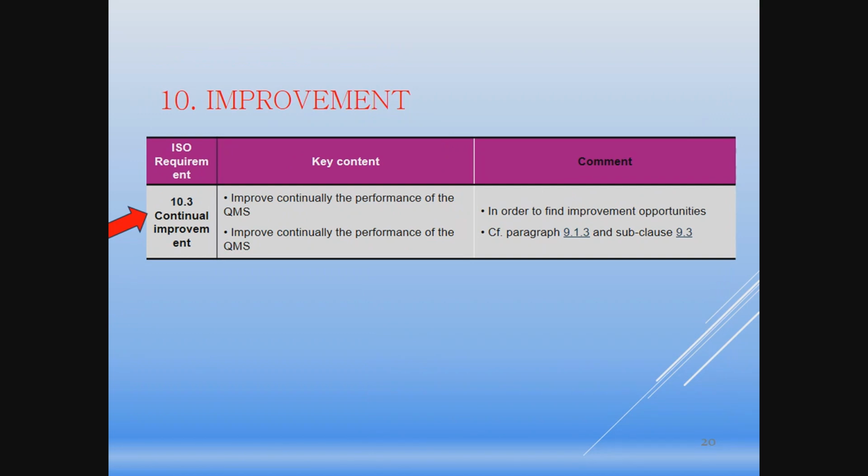So 10.3 is continual improvement. You have to maintain and continually improve the performance of the QMS. Then you have to measure in order to find improvement opportunities, and you log the improvement opportunities. Then you do the data analysis, then review during management review. All this improvement you need to do data analysis, evaluation, and review inside management review, and put it into the management review input and output. Okay, any question?